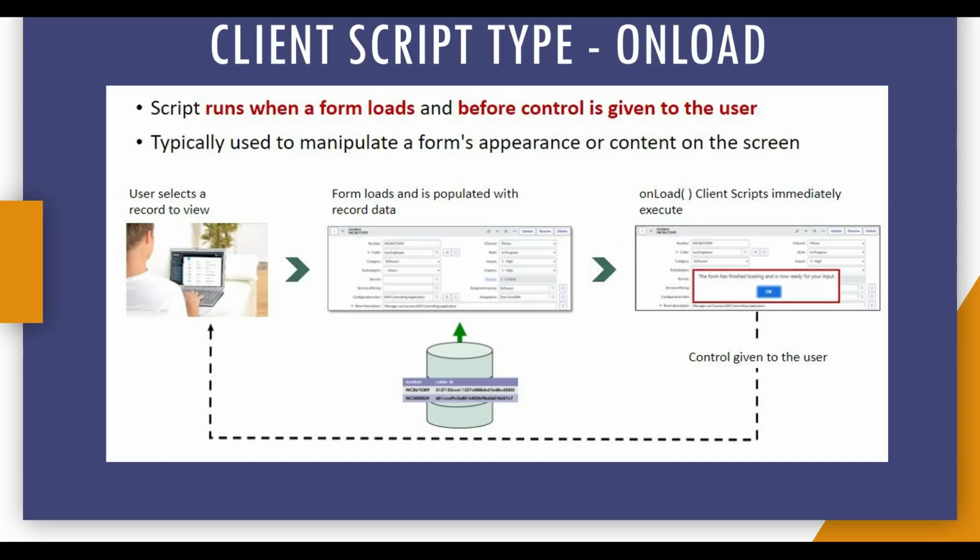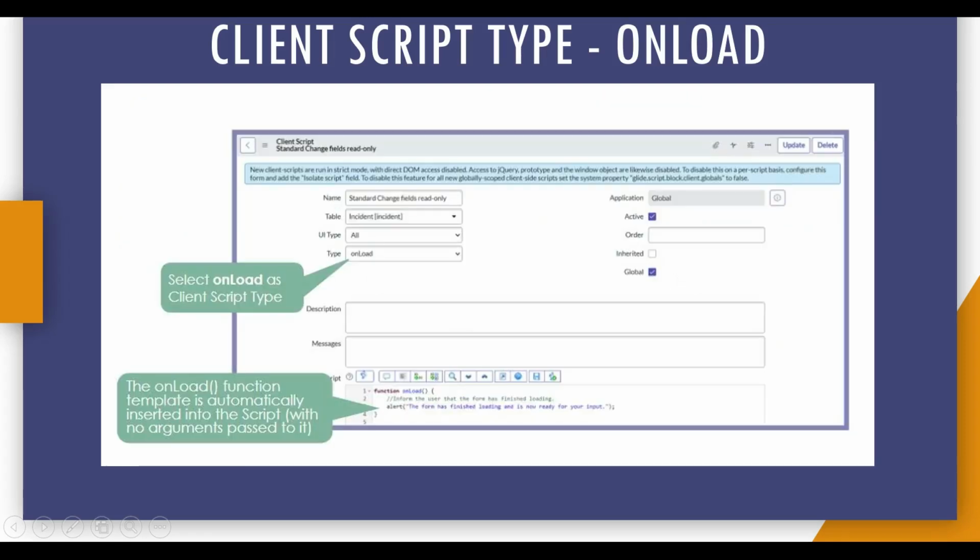When the form is loaded and before control is given to the user, at that point of time the onload client script executes. And what is the configuration required while we are working on an onload client script? We have to select the type as onload here, and the onload function will get automatically populated here, and then the script will execute further. It could be an alert, it could be getting or setting some value, or setting some mandatory or read only using the client script.